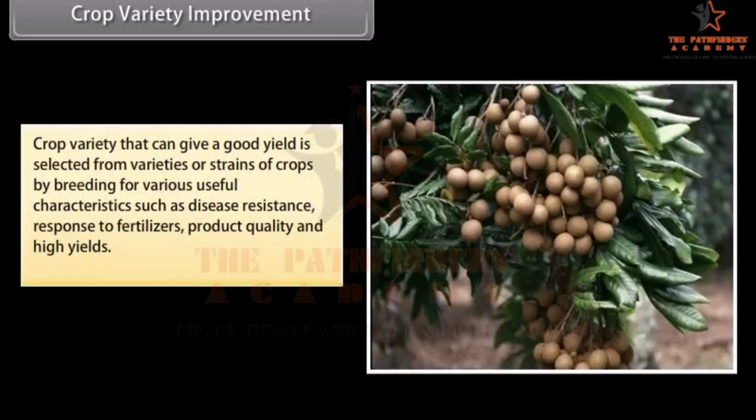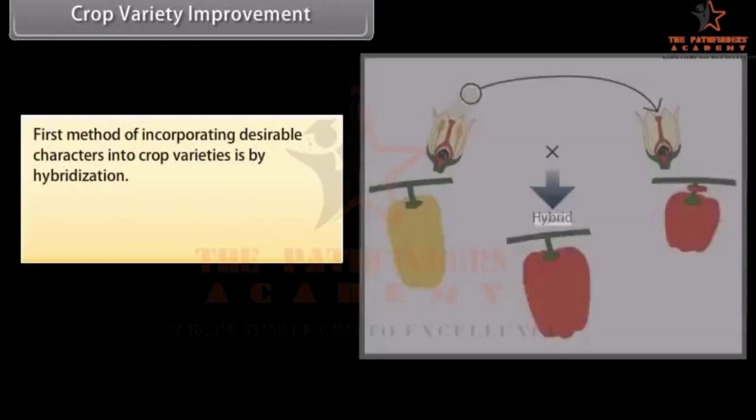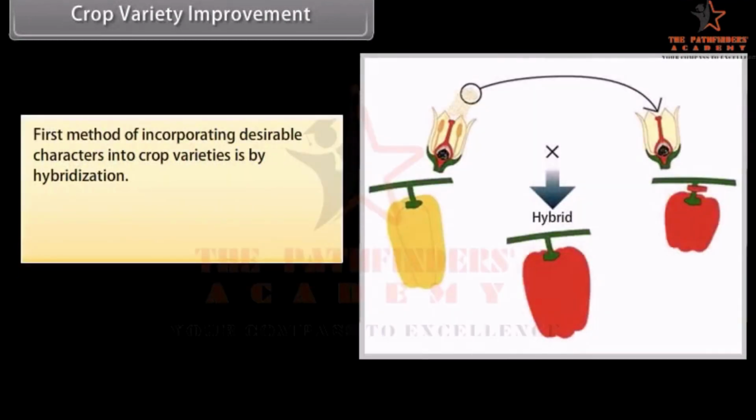Crop variety improvement. Crop variety that can give a good yield is selected from varieties or strains of crops by breeding for various useful characteristics such as disease resistance, response to fertilizers, product quality, and high yields. First method of incorporating desirable characters into crop varieties is known as hybridization.